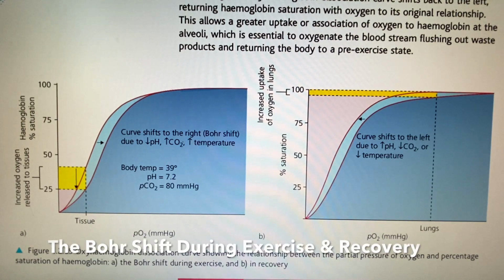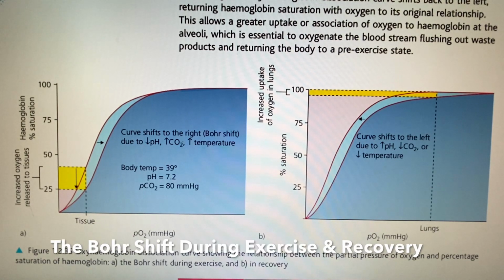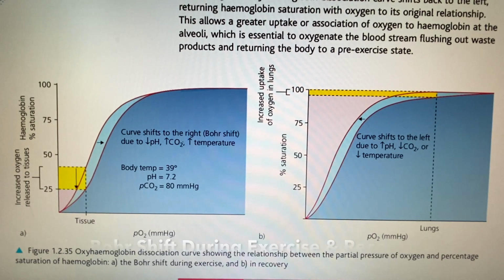Okay, so we're going to talk briefly now about the Bohr shift. Now, the Bohr shift's a fairly popular exam question, and what they'll probably tend to do is show you the oxyhemoglobin dissociation curve graph, and then ask you about what changes you might expect to take place as a result of exercise. They also might ask you what happens as part of the Bohr shift. So we'll talk briefly about that now and go through it.